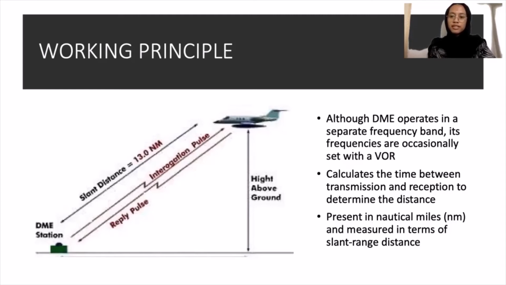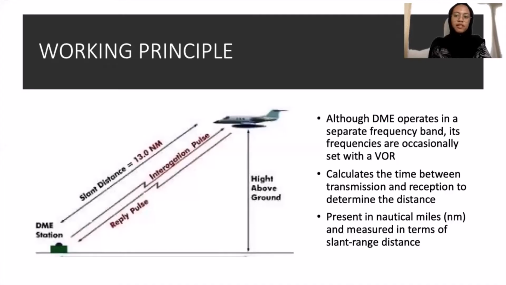DME also calculates the time between transmission and reception, so it can determine the distance, ground speed, and time to station. They can actually be derived through the calculation. Next, DME can also be presented in nautical miles, and it is measured in terms of slant range distance, as you can see in the figure on this side.